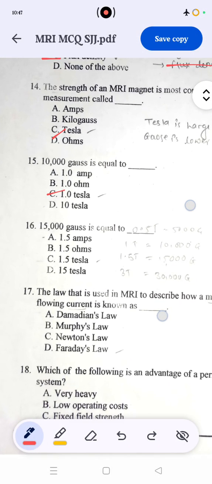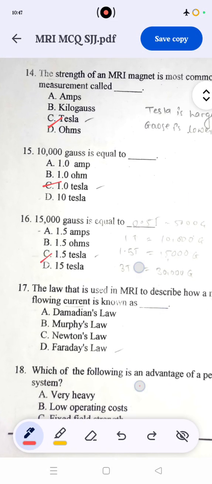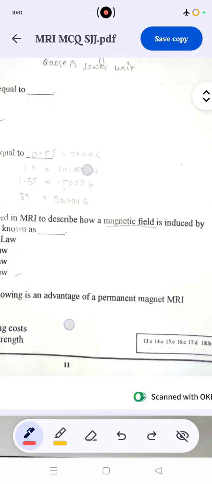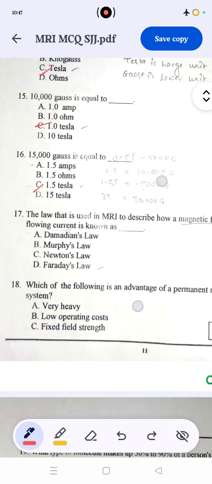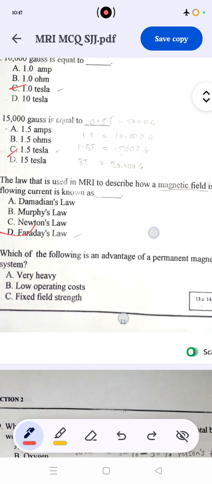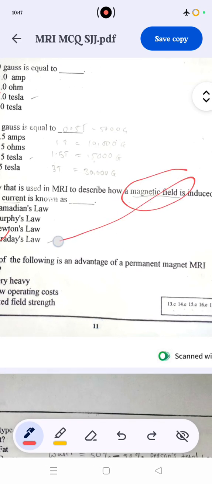Then 15,000 Gauss is equal to 1.5 Tesla. Then which law is used in MRI to describe how a magnetic field is induced by flowing current? Diamond law, Murphy law, Newton's law, or Faraday's law. So the correct answer is D, Faraday's law. The law which describes the magnetic field is Faraday's law.